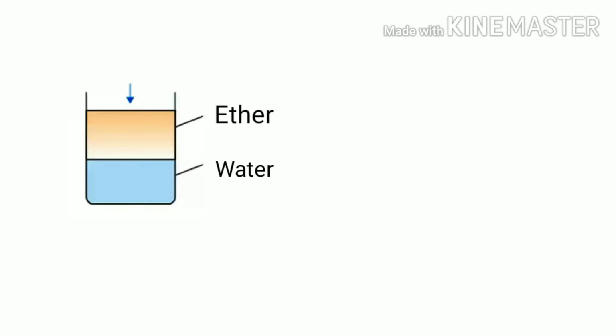In this figure you can see a mixture of immiscible liquids, ether and water. Ether and water never mix with one another, so we can see a clear and distinct boundary between the two liquids which separates ether and water from one another. So this is an example of a two-phase system in which both phases are in the liquid state.